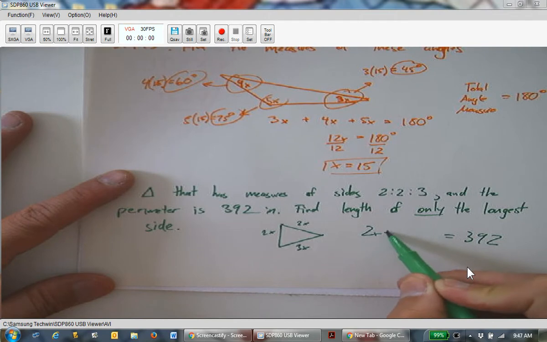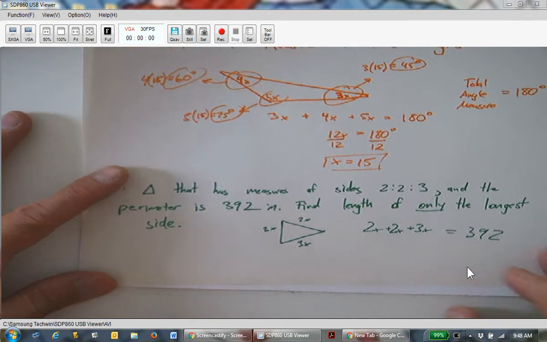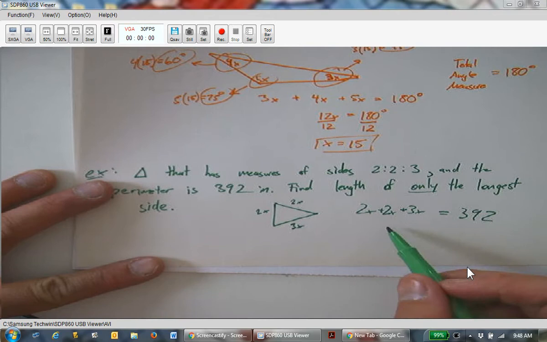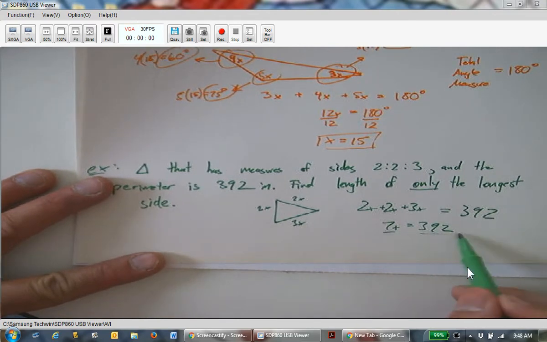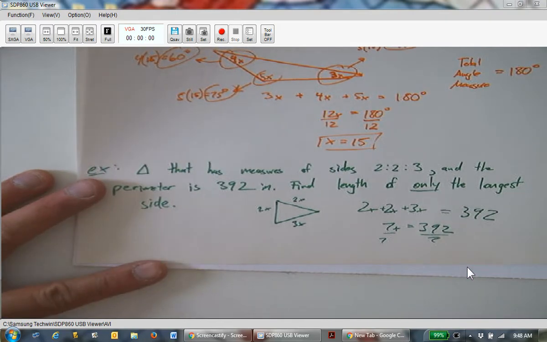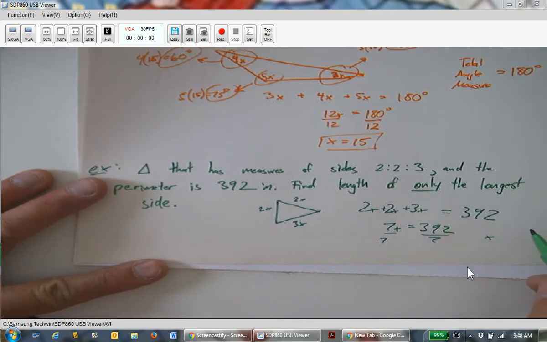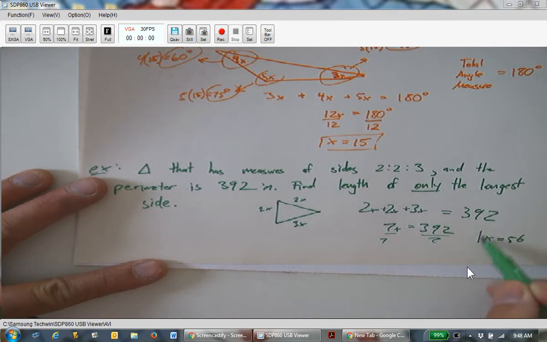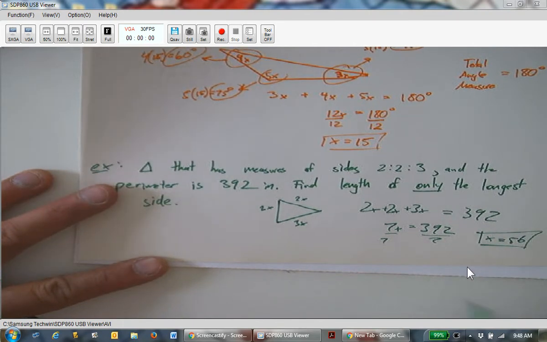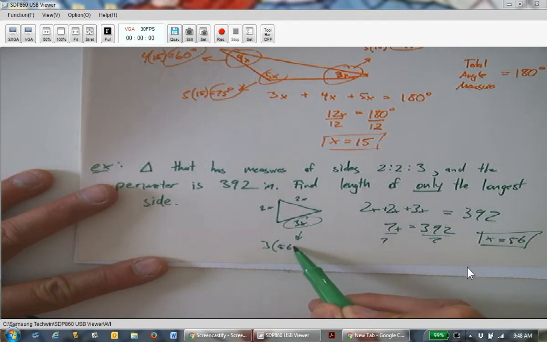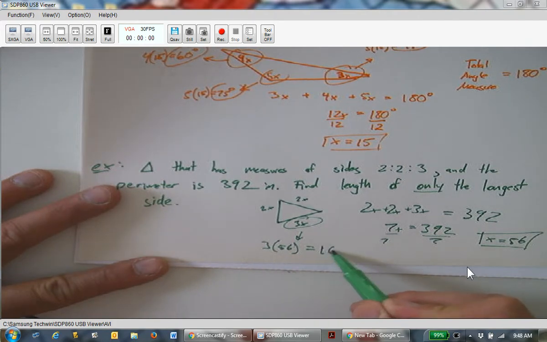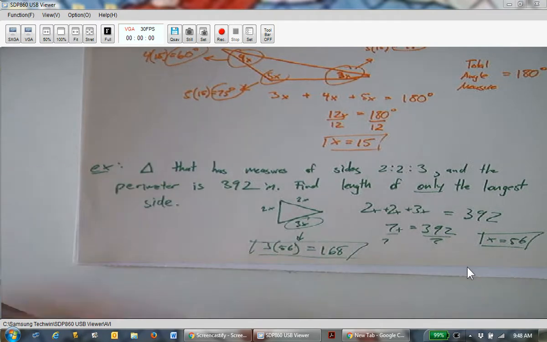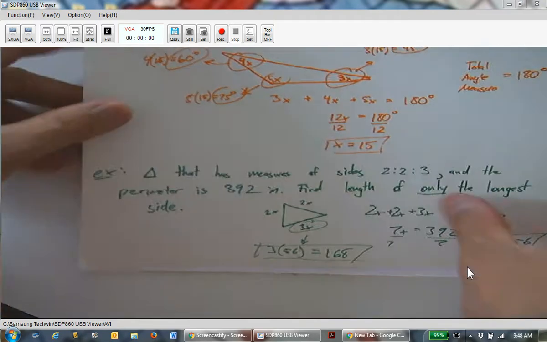So you guys added 2x plus 2x plus 3x. And if you combine like terms, that is 7x. And then if I divide by 7, what is x going to be equal to? 56. And then the length of the longest side, though, is not 2x and 2x. It's actually 3x. So you guys should have multiplied 56 times 3, which is exactly 186. Okay, great job.